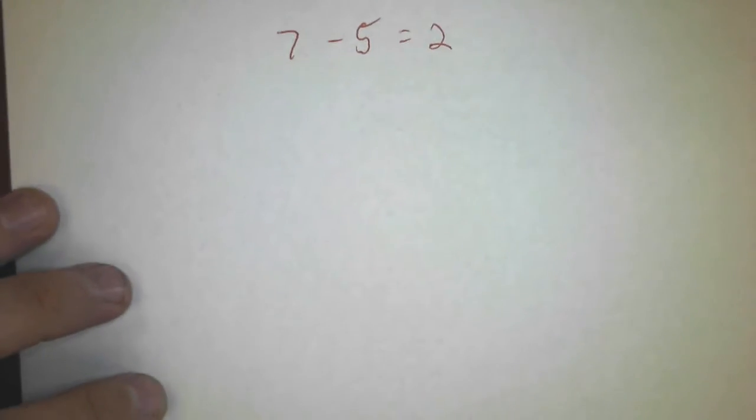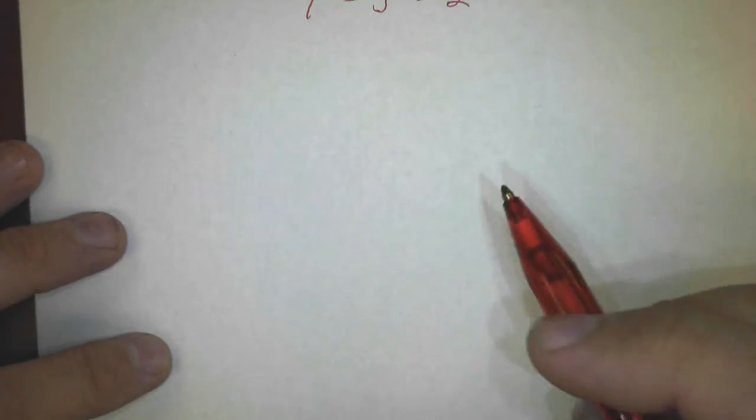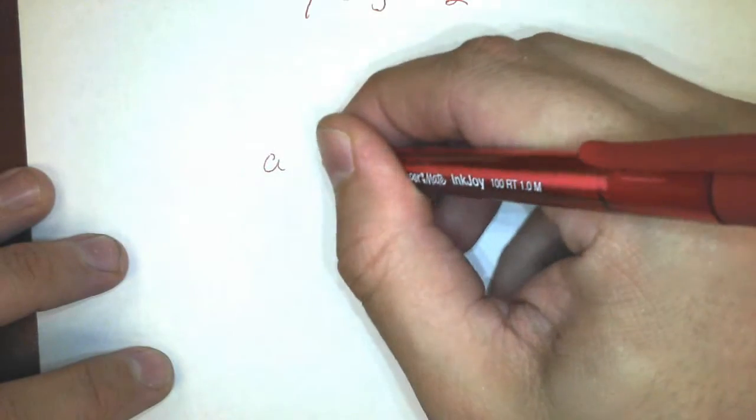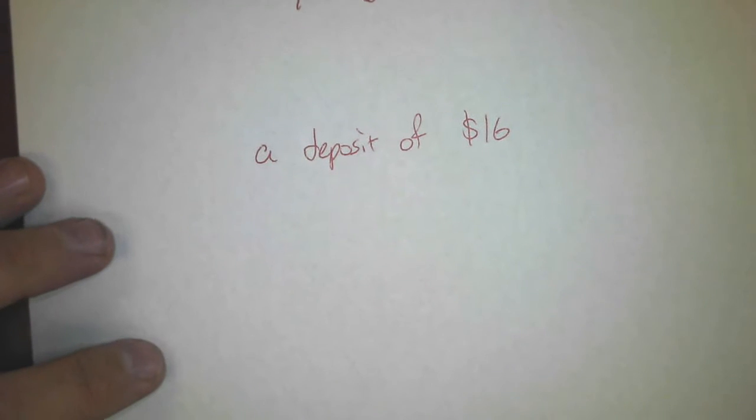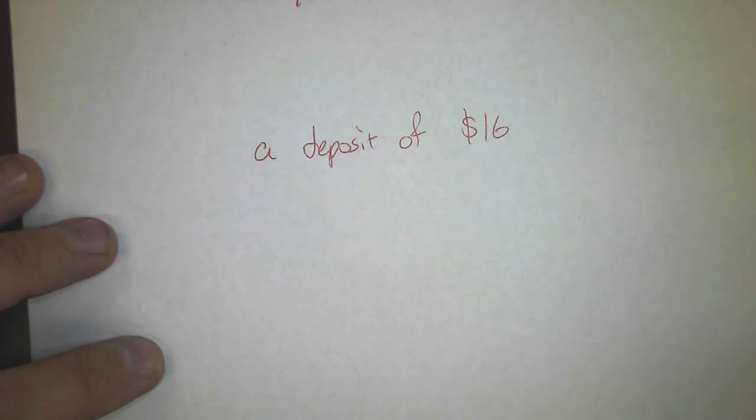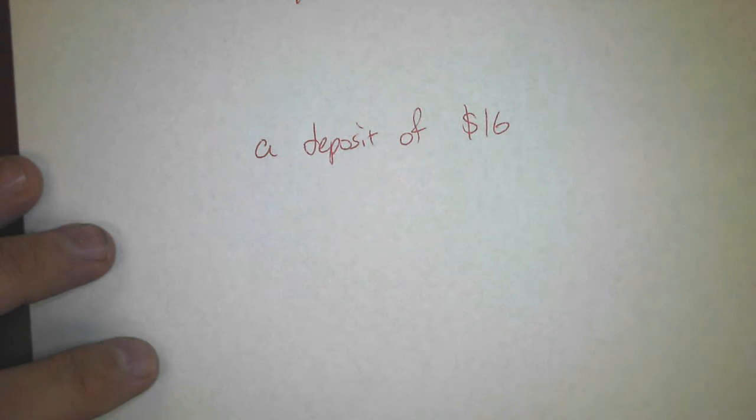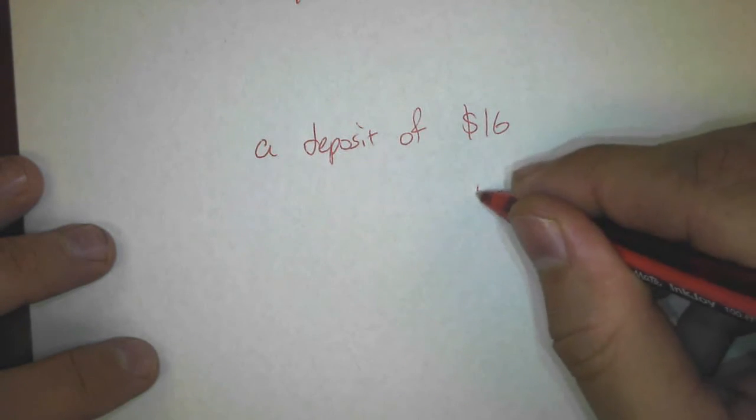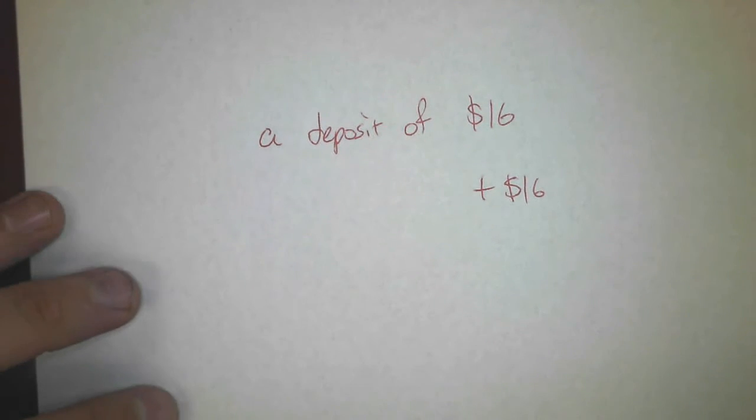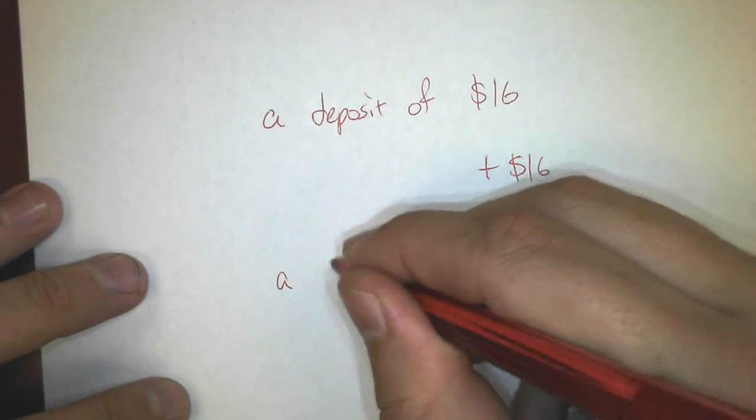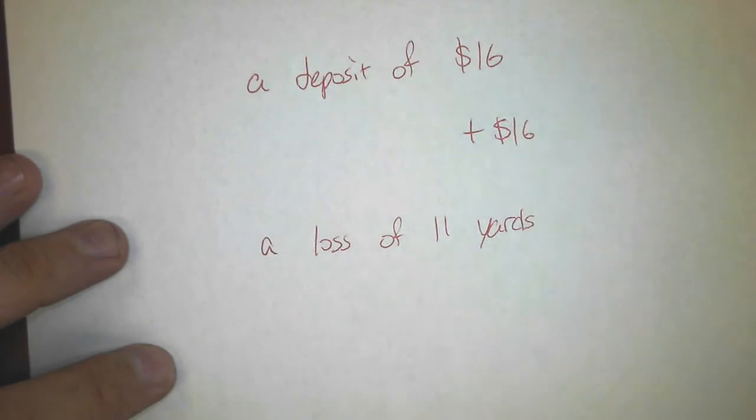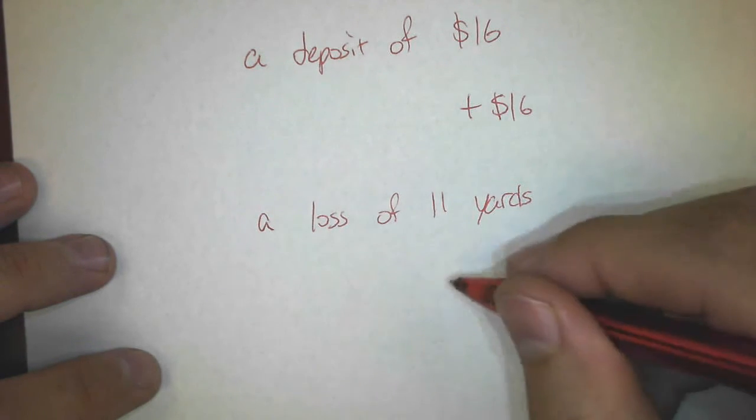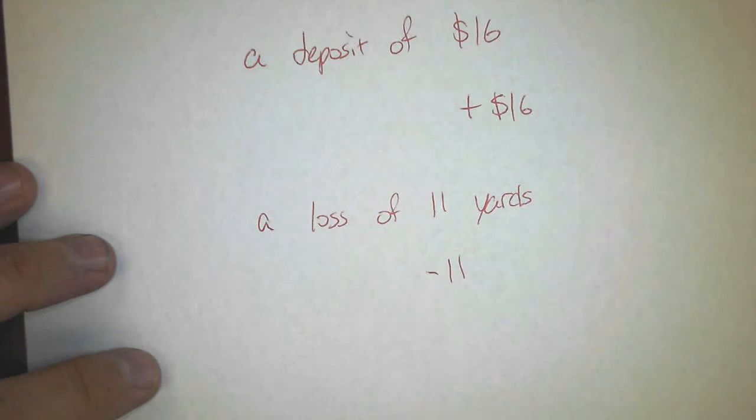You may see a question like, write an integer for each situation. So if I say I have a deposit of $16, would that integer be a positive or negative integer? Well, a deposit means we're putting in money, we're adding money, so that would be a positive 16. If I have a loss of 11 yards in a football game, I'm losing 11, so my integer would be -11.